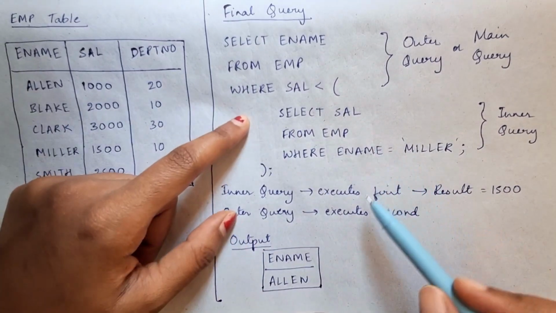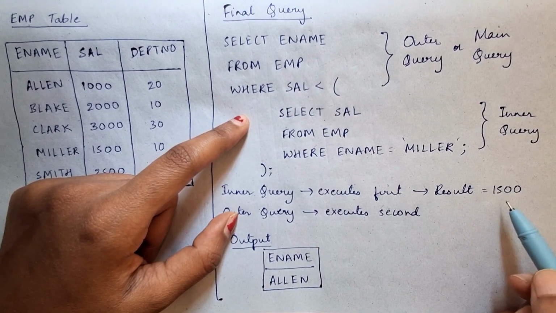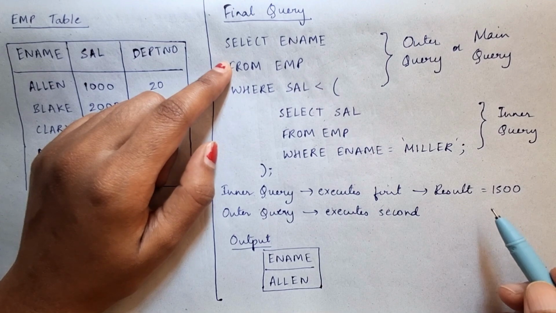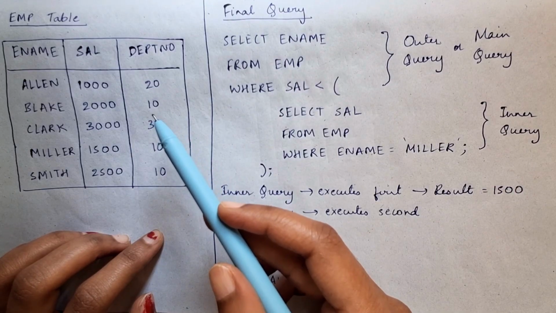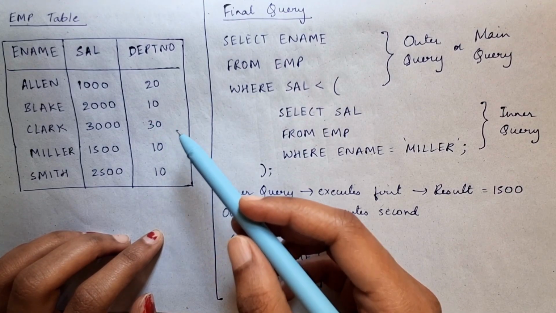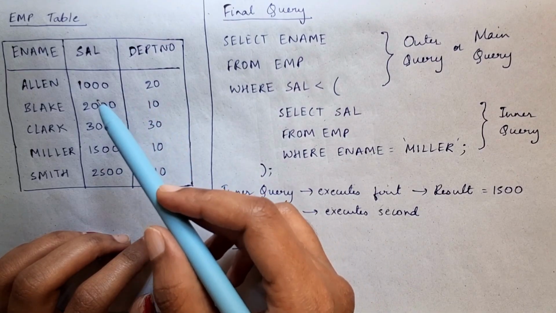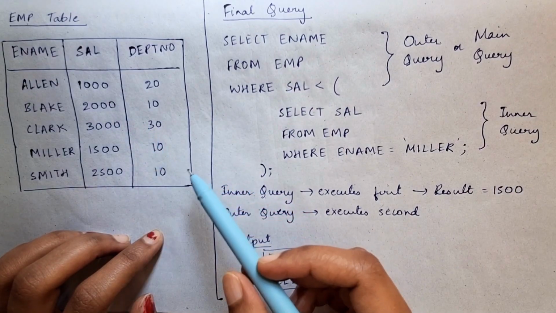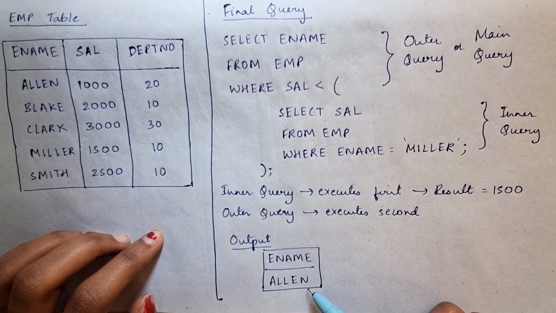The inner query will execute first and the salary of Miller is detected, which is 1500. Next, the outer query is executed. It checks the table to find the employees whose salary is less than 1500, that is, less than Miller's salary. From the table, only Allen is selected because his salary is 1000, which is less than 1500. So the employee earning less than Miller is Allen, and he is displayed when the query is executed.